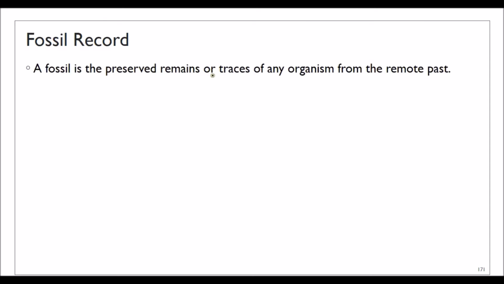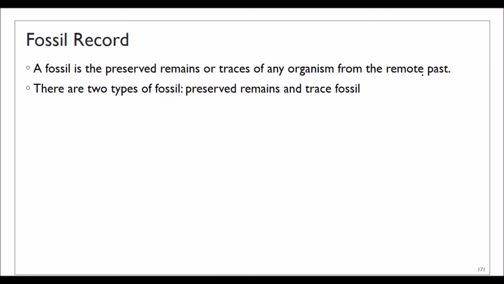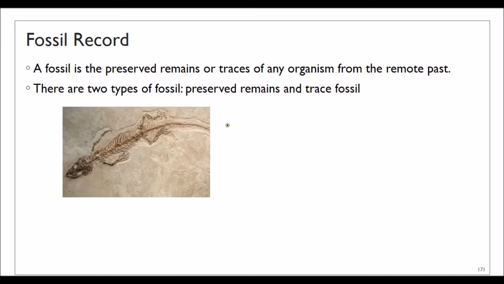Now, I'm sure you have heard of the word fossil before, but a fossil is the preserved remains or trace of any organism from the remote past. So there are two types of fossil. You can have the preserved remains or you can have trace fossil. Now, preserved remains would be something like this.